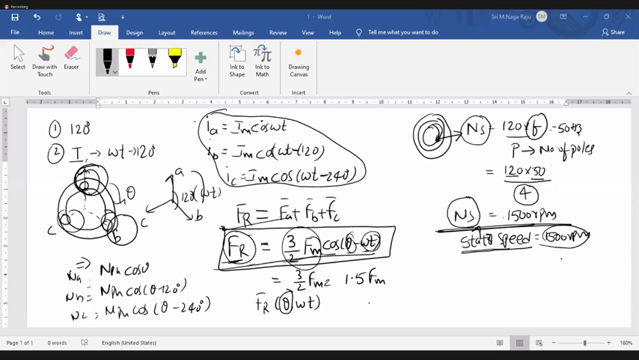So N, the given value, is 3510 RPM. We are asked to find the synchronous speed. The formula is 120 times f by P, which is 120 times 60 by 2, that is 3600 RPM. The formula for percentage slip is (Ns − N) by Ns times 100, so (3600 − 3510) by 3600 times 100. We get 2.5% slip.